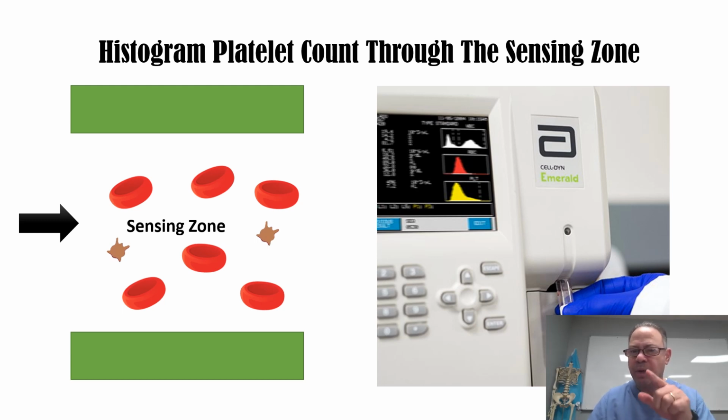So, where will the problem be? We're going to see that. But guess what? If we break the red blood cells, these are the red blood cells.